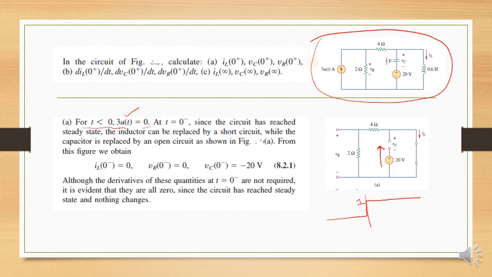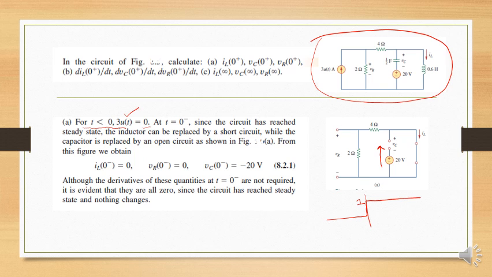As we already know, what is the rule? If you have an open circuit in your circuit and a voltage source is connected across it, then all the voltage drops across that open circuit. You have to verify this also in your lab. And similarly, for an open circuit, the current would be 0. This is what is happening over here. Although the derivative of these quantities at t equal to 0 negative is not required, it is evident that they are all 0. As the above quantities are 0, the derivatives are also 0, as we have seen in our previous example.